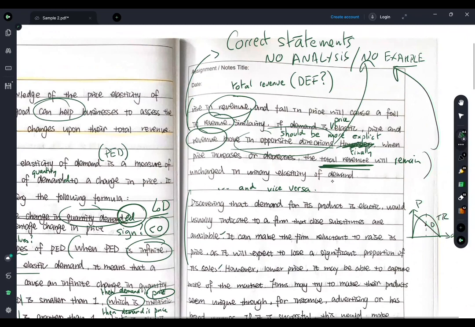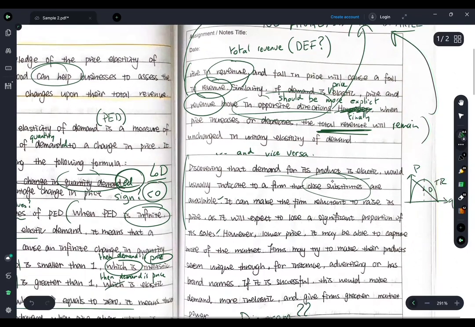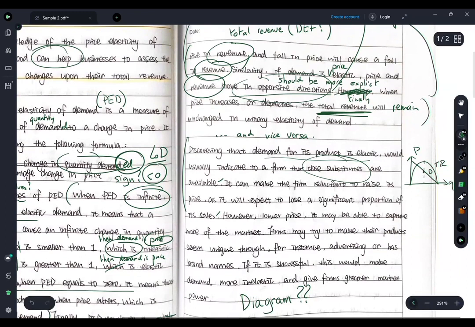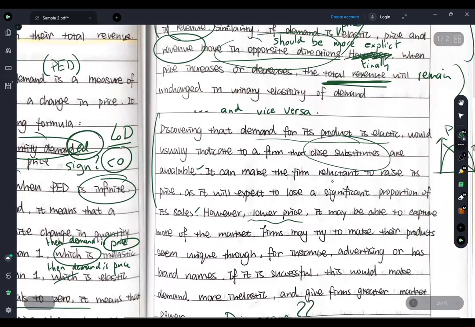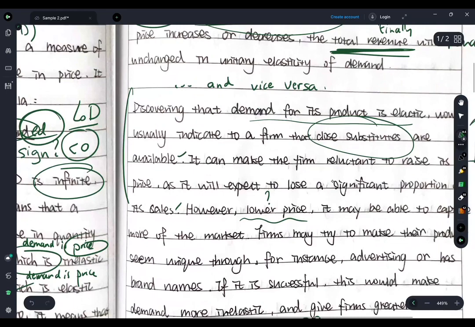You see that, yes, it relates the fact that demand is elastic to one determinant of the price elasticity of demand in a proper way. And there is a clear analysis of what is the consequence for the business. The business will be reluctant to raise the price. So I like the beginning of this paragraph very much. However, lower price, okay, that's not so clear. However, lower price, what does it mean? It's not a correct sentence, right?